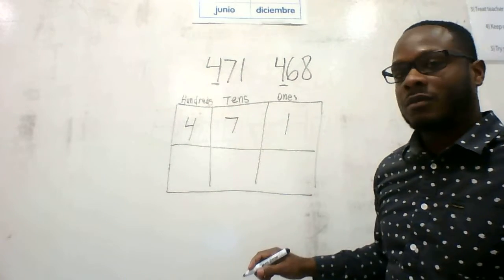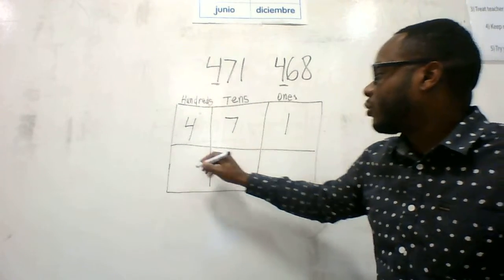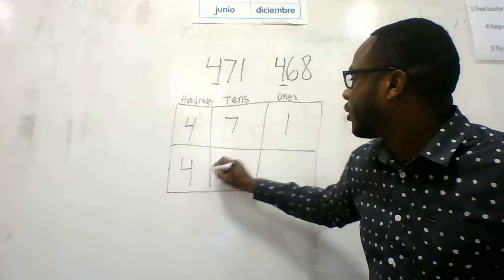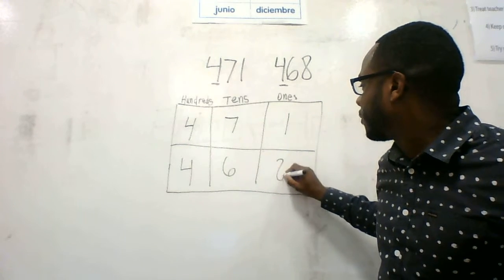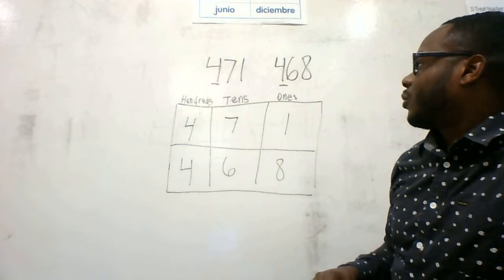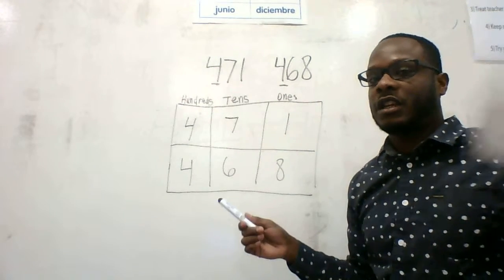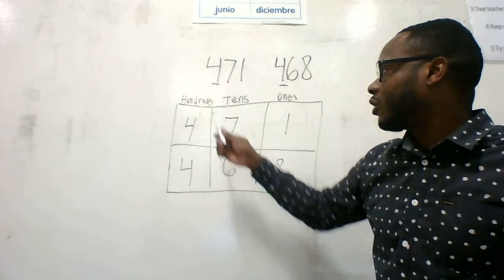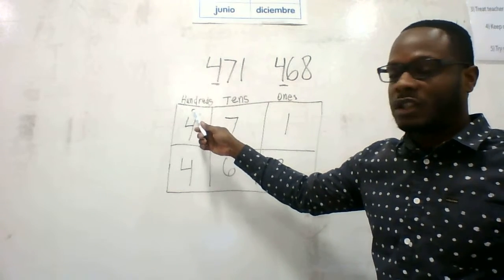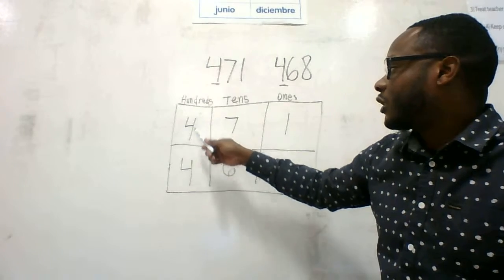471. Now we take the second number and we write it below the first number. 468. So which number do you think is higher, 471 or 468? First we can just go to our hundreds box and look and see if one number is higher than the other.